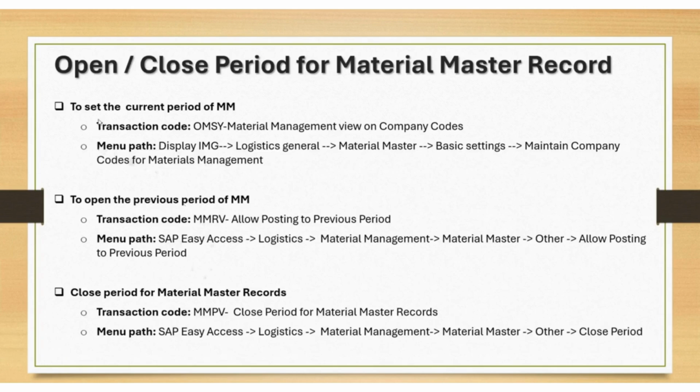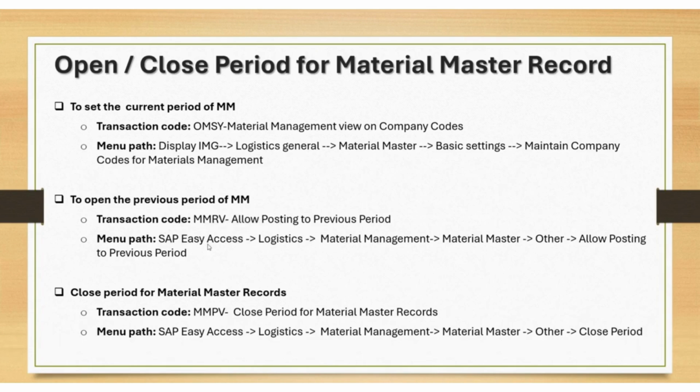So which transactions are important to do that? First, in order to set the current period for them, we normally use the transaction code OMSY, and here is its menu path for the display IMG screen. Then the next is to open the previous period in MM, and we use the transaction code MMRV, and we allow posting to the previous period.